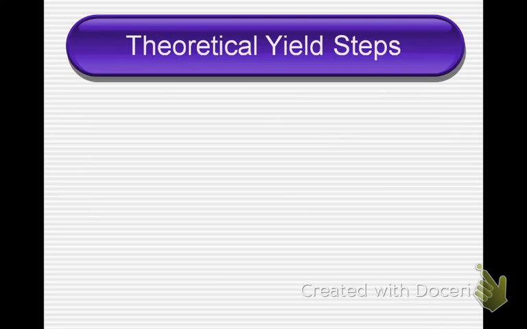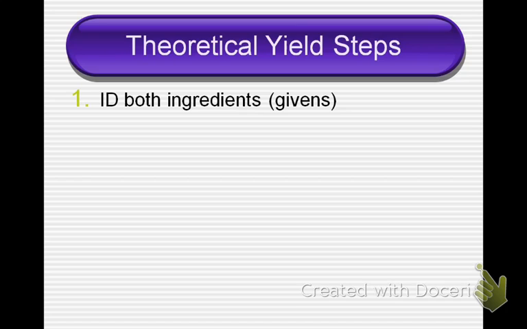All right, here are the steps for calculating the theoretical yield. Step number 1 is to identify both ingredients, which are the givens. The givens are the ones that we just talked about, so the 2 ingredients. When you see those, do yourself a favor and underline them. So underline the 2 givens.